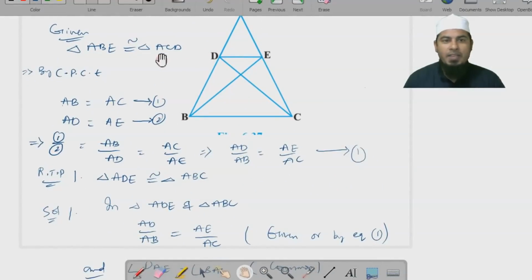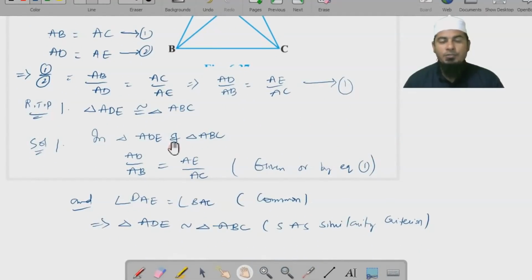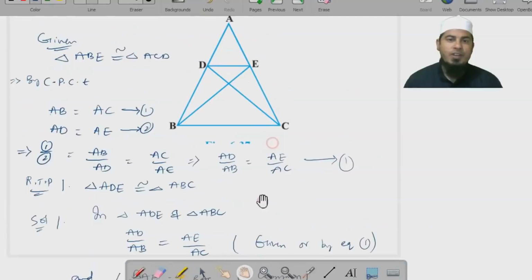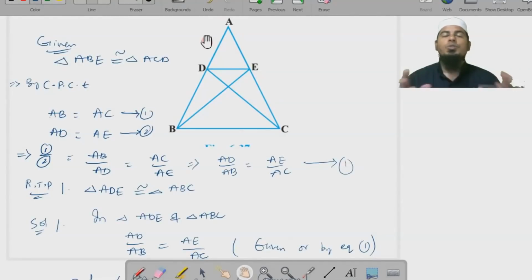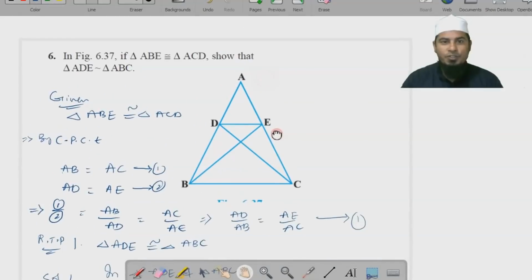In triangle ABE, congruent to triangle ACD was given. From that, by CPCT, corresponding sides are equal: AB is equal to AC and AD is equal to AE. We divided these to get this ratio because these ratios are the corresponding side ratios of triangle ADE and triangle ABC. When we take these two triangles, these two sides are in the same ratio and angle A is common in both the triangles. Therefore, these two triangles are similar by the SAS similarity criterion, and hence we have got the solution. I hope you understood.